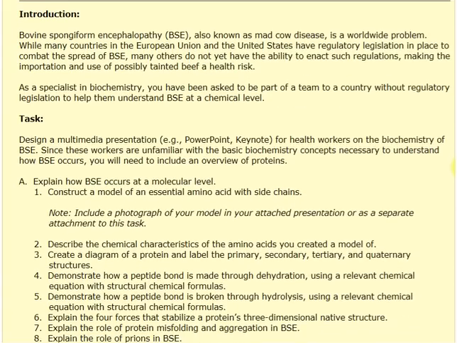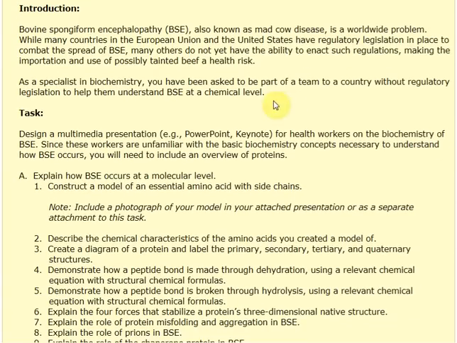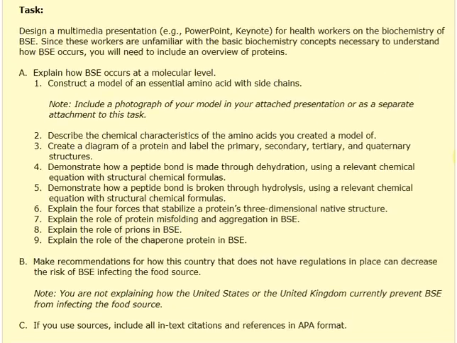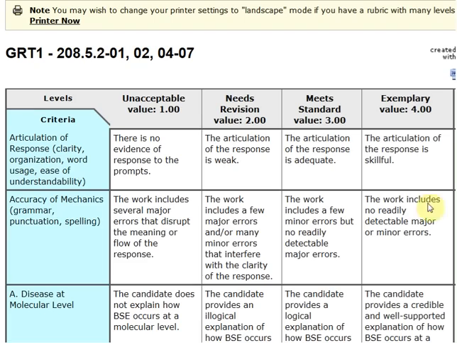So, you're provided with a short introduction about where BSE comes from, and then we delve into the task instructions. You're going to create a presentation, and you're going to tell some health workers in a country that does not have regulations on how to prevent BSE from spreading why it's important they want to prevent BSE from spreading. So let's take a look at the rubric.